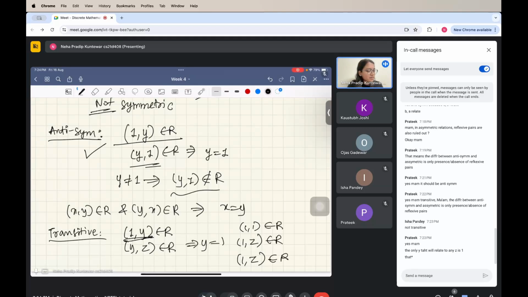The reason why this happened is, the moment you say x comma y and y comma z are both in R, it imposes that y is 1. So it also forces this y to take a value, but that doesn't matter for the argument. Essentially, we're comparing this element and this element. So my claim is that this relation is indeed transitive. So are there any questions about this? Okay, so Pratik says the only y that will relate to z is 1. Yes, exactly. So if there are any questions about this part, then please do ask. Otherwise, let me know that it is fine.